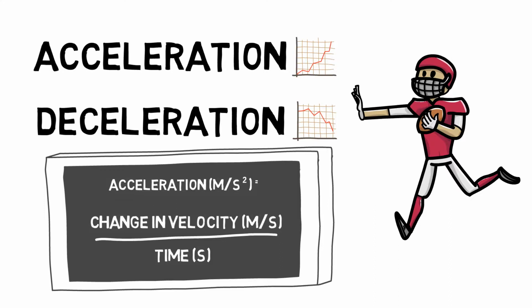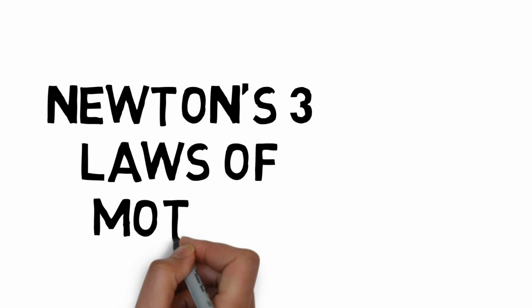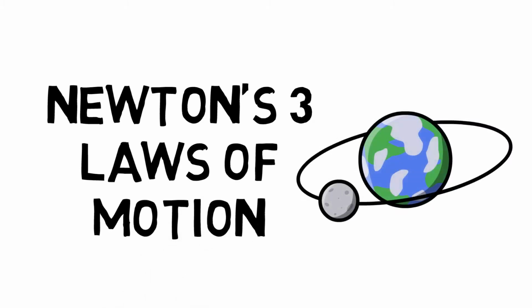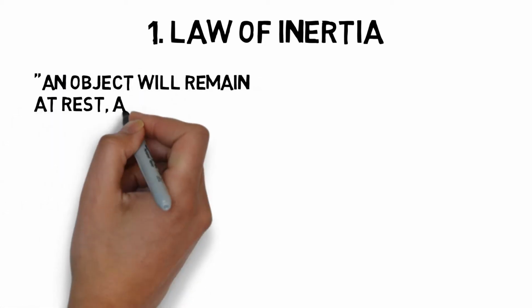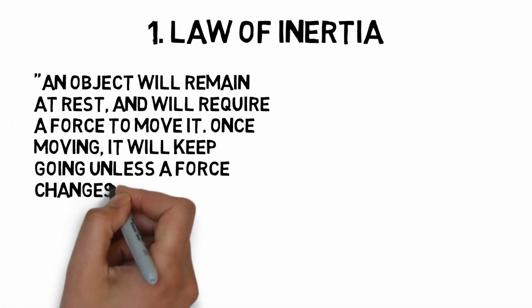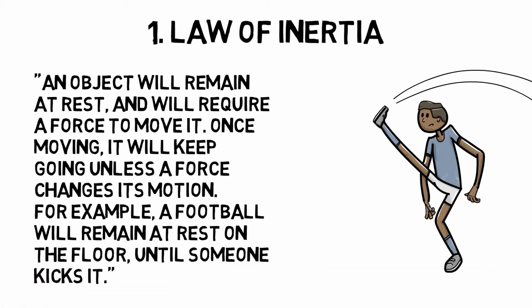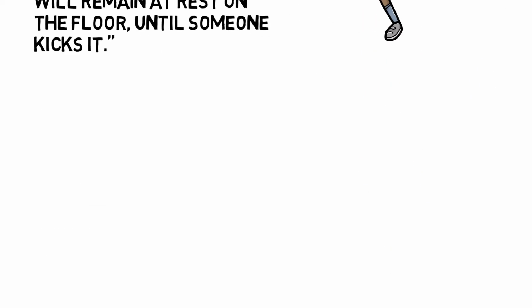In order to further understand linear motion, we have to take a look at Newton's laws of motion. It is these 3 laws that explain everything we see around us, such as why things move the way they do and why objects are just not floating around all the time. Law of inertia. An object will remain at rest and will require a force to move it. Once moving, it will keep going unless a force changes its motion. For example, a football will remain at rest on the floor until somebody kicks it.